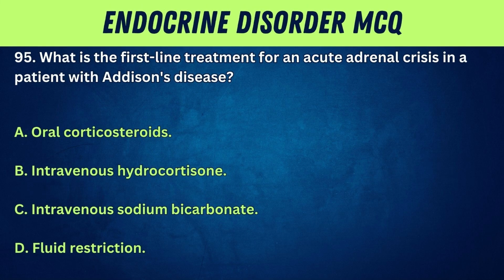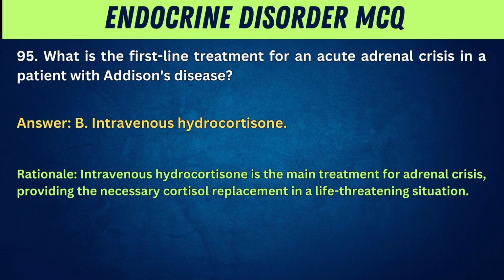95. What is the first-line treatment for an acute adrenal crisis in a patient with Addison's disease? A. Oral corticosteroids. B. Intravenous hydrocortisone. C. Intravenous sodium bicarbonate. D. Fluid restriction. Answer: B. Intravenous hydrocortisone. Rationale: Intravenous hydrocortisone is the main treatment for adrenal crisis, providing the necessary cortisol replacement in a life-threatening situation.